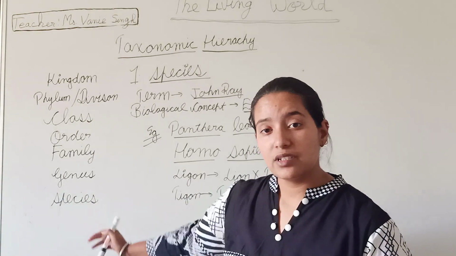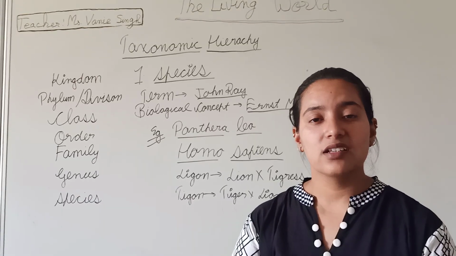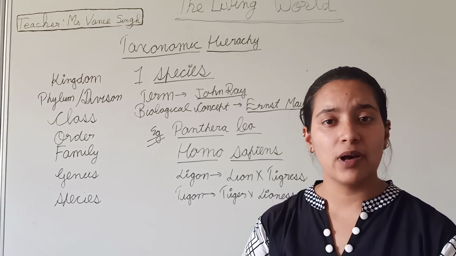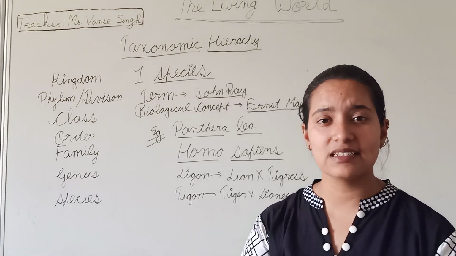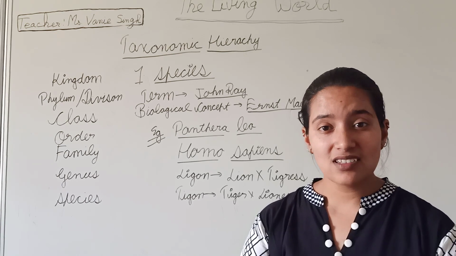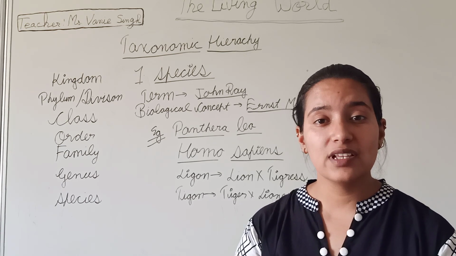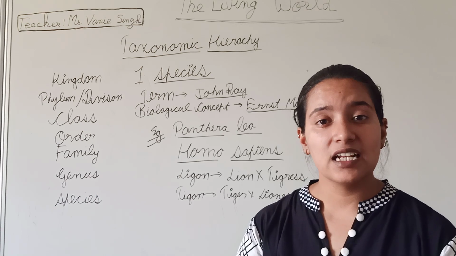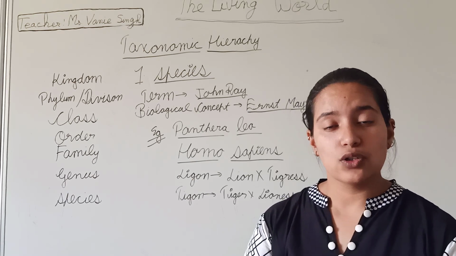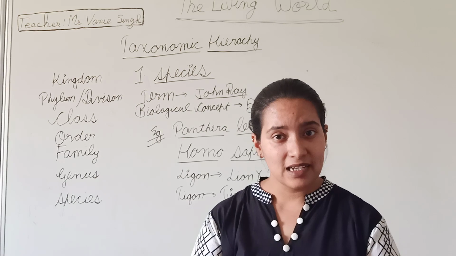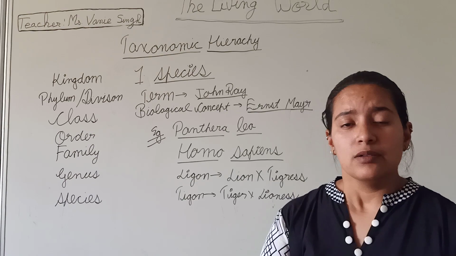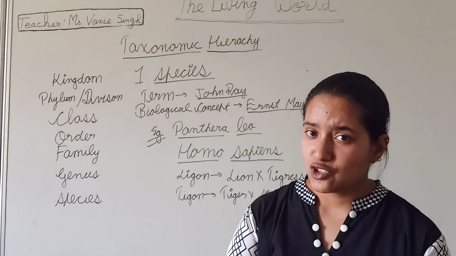So firstly we will be doing the species. The term species was given by the scientist John Ray and the biological concept was given by the scientist Ernst Mayr. So what is species? The species is the group of closely related organisms which can interbreed in nature and can produce fertile offspring. Examples are Panthera leo, Mangifera indica, Homo sapiens, but there are also some exceptions.